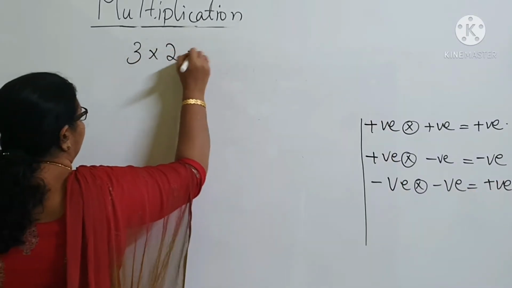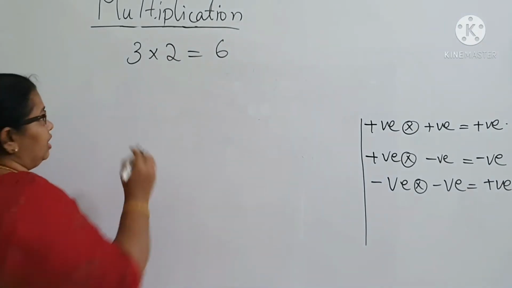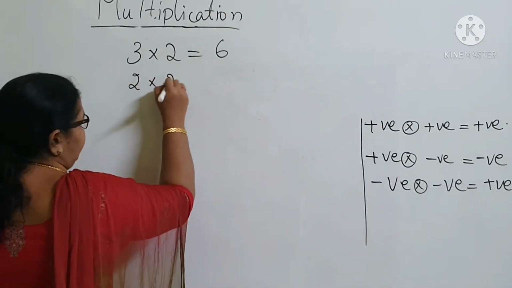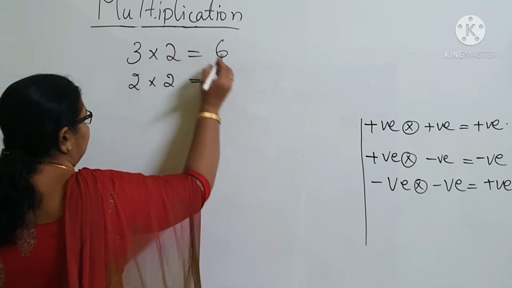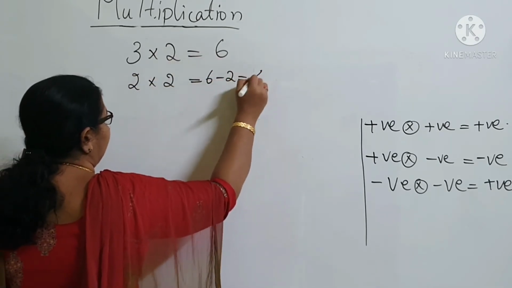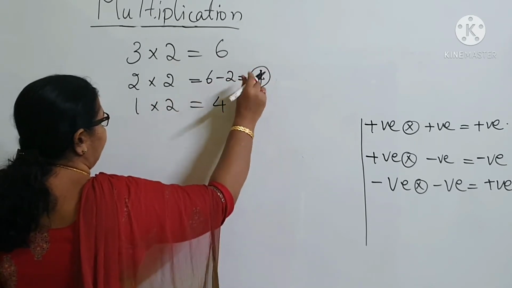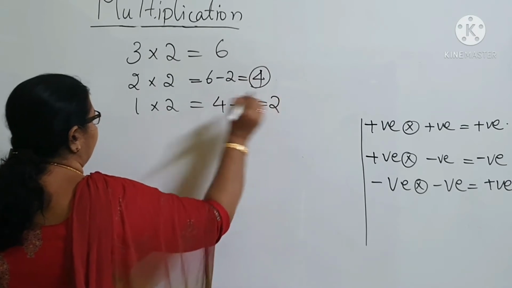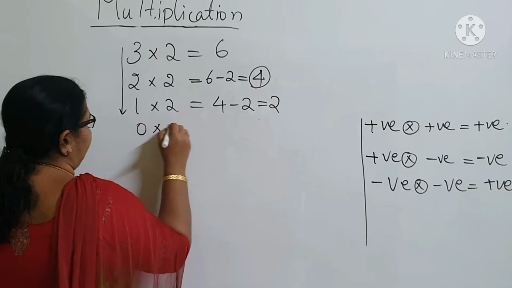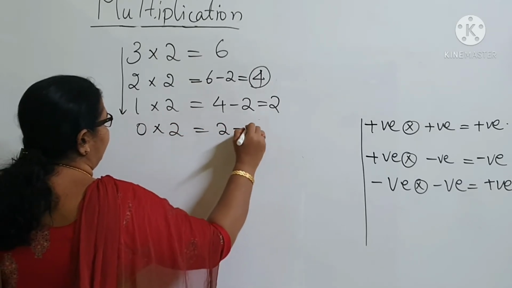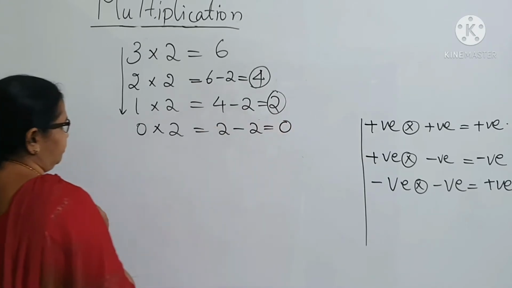3 into 2 is equal to 6, positive integers. Then what is 2 into 2? 2 is stable, the value is decreasing. Then 6 minus 2 is equal to 4. Then 1 into 2 is 4 minus 2, the previous product is 4, so 4 minus 2 is equal to 2. If the value is decreasing, that is why we are subtracting. Then 0 into 2 is equal to 2 minus 2, and this 2 minus 2 is equal to 0.